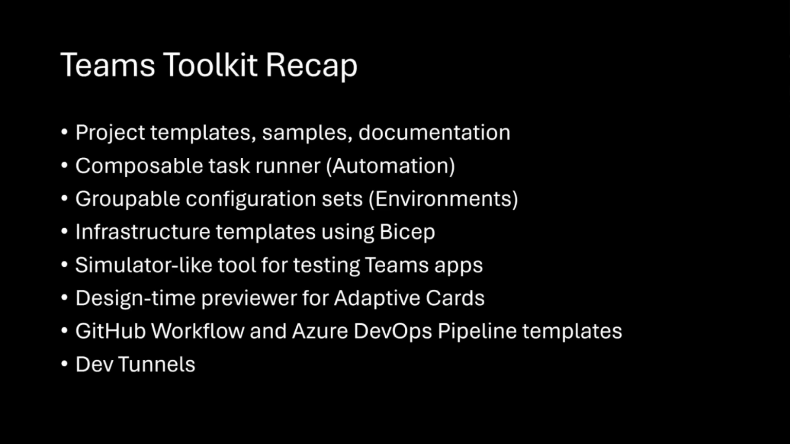And we have infrastructure templates. So we have optional templates using Bicep for you to host these things in Azure, and then a way for you to provision those things and also deploy the code to those resources. And we have a simulator-like tool that we call the app test tool right now. So that's a way for us to kind of mock a little bit of what Teams does, but doesn't require you to have any accounts or any tenants or any permissions or anything like that. So you can do a lot more local to your machine.